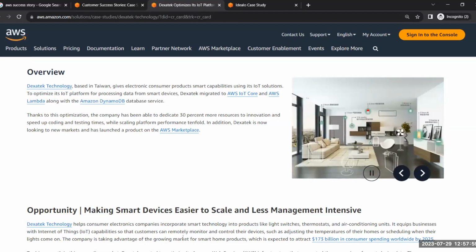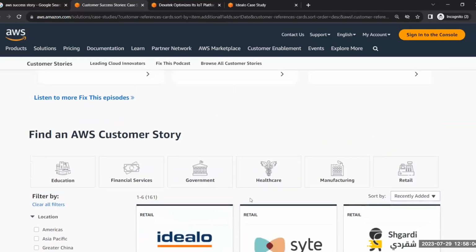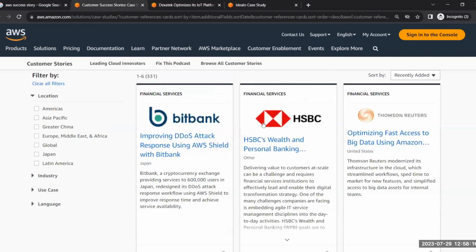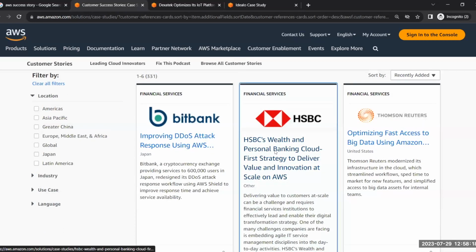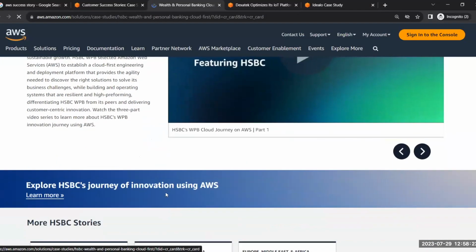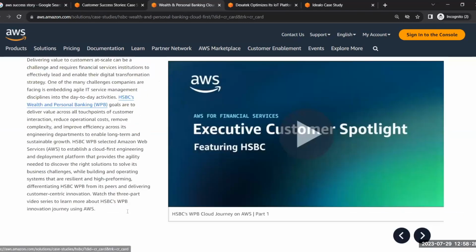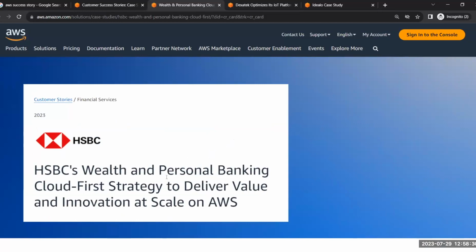So what will happen in the success stories? You'll have to think of a domain for which you are preparing a project: healthcare, manufacturing, retail, government, finance, education. So take one domain. For the finance domain, HSBC is the bank, scaling using AWS. Go through this complete document and see what they are trying to say. So this is what the project is. They have defined their project here.